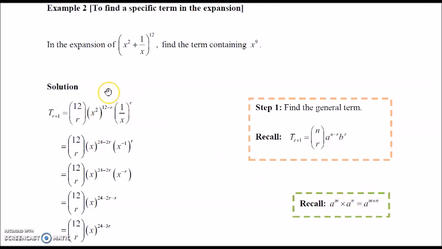So this part here, we will actually simplify the power. That gives us x to the power of 24 minus 2r. As for this 1 divided by x, I can re-express it as x to the power of negative 1. So when x to the power of negative 1 is powered to r, I'll have x to the power of negative r. If I were to simplify, notice that both bases are the same, base x. We can combine the power by summing the power. So this will be the new power, and upon simplifying, this will be my general term.